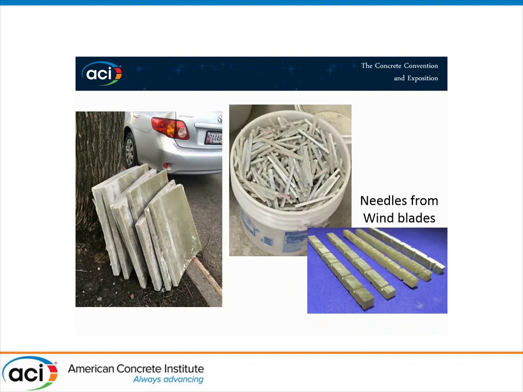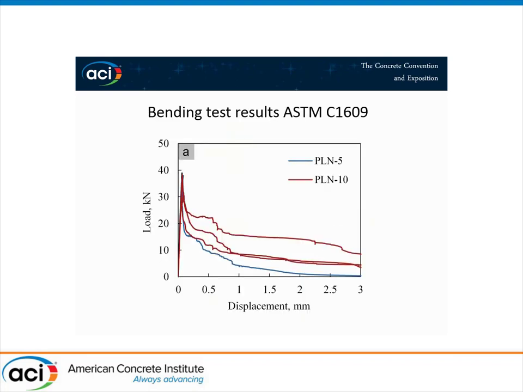Right, so we took a piece of blade, we cut it into these square pieces first, and then we cut them into needles. We produced two types of needles. As you can see, some of them are grooved on the surface, and some of them were plain. And we produced concrete batches very similar to the previous study, 5% and 10% replacement of coarse aggregate. And this is the result from ASTM C1609, okay? They are not as good as pultruded needles, but they are still not too bad. They still make concrete very tough.